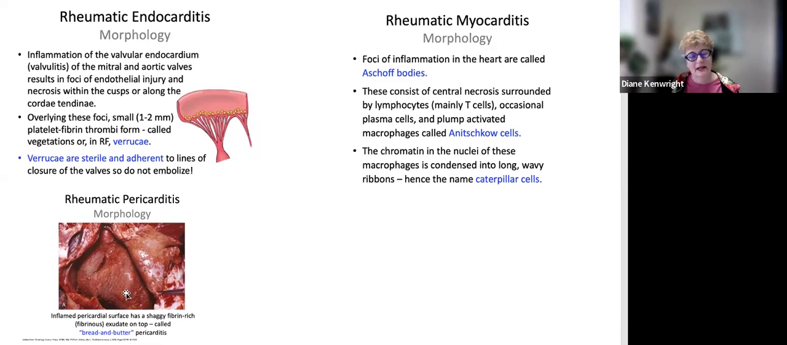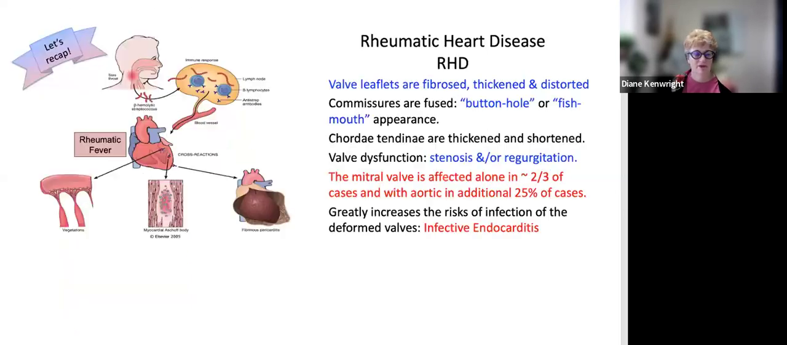Okay, so this is what the pericarditis looks like. It's again a bit like the bread and butter shaggy fibrin-rich pericarditis. Okay, and rheumatic myocarditis has little areas of inflammation called Aschoff bodies. You can also find them in the valves, by the way, with central necrosis surrounded by lymphocytes, because by the time we get here, it's a type 4 immune reaction. The type 2 initiates it and the type 4 continues it.